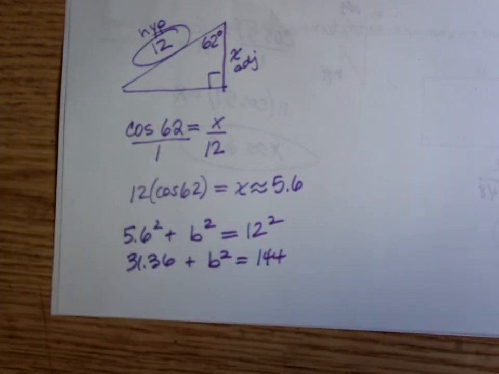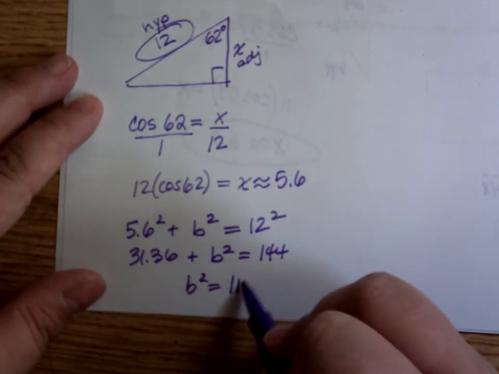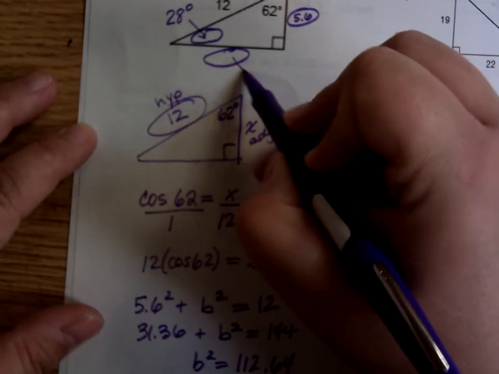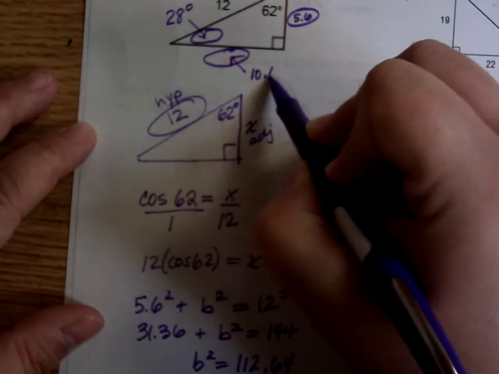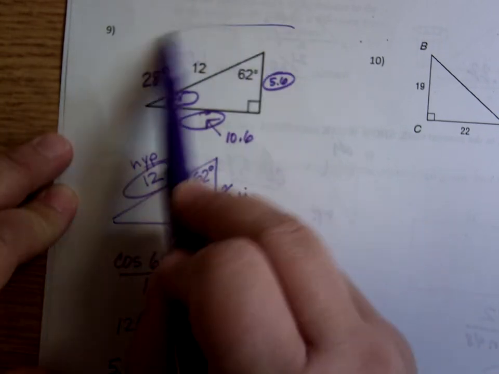Subtract 31.36 from both sides, and you get b squared equals 112.64. Always end the Pythagorean theorem with a square root, and that gives me 10.6. Now I know everything there is to know about this triangle. All 3 sides, all 3 angles, and those are all my answers.